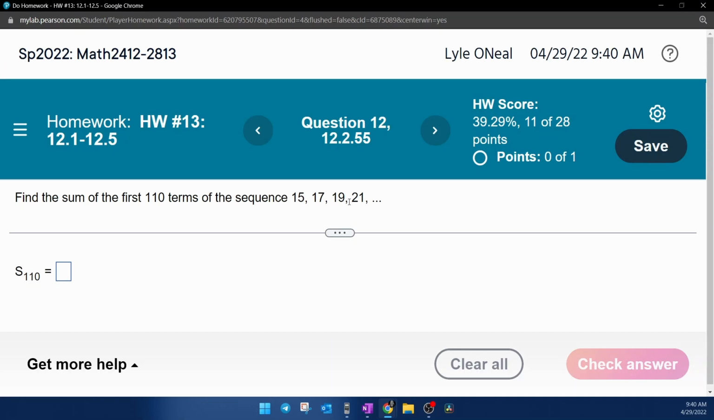So we know right off the bat, just real quick, this is arithmetic. And so if I keep adding 2 until I have 110 numbers written out and then add all of them up, that'll be my answer. But that's going to take way too long. Let's see if we can find a faster way to get that sum. So, to the scratch work.